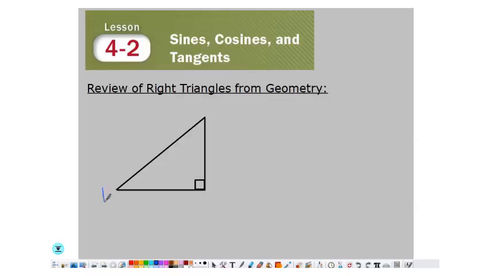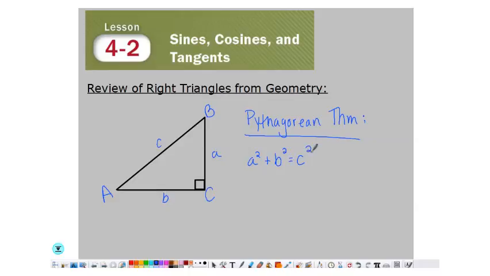So typically we label the corners of the triangle with capital letters, and then we have their opposite sides. So one thing to remember from geometry is the Pythagorean Theorem, which is going to become very useful for us. So remember, that tells us that the sides squared and added together equals the square of the hypotenuse. So a squared plus b squared equals c squared.